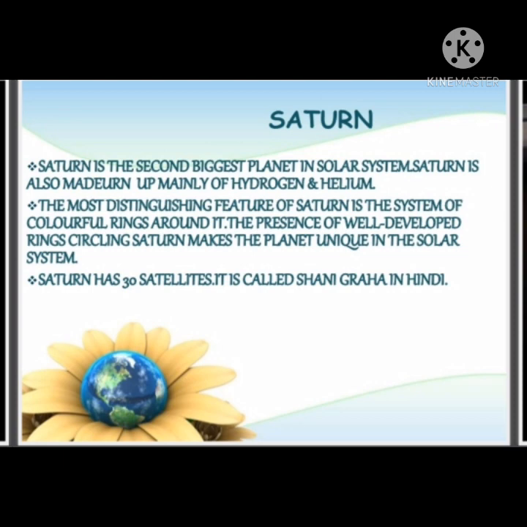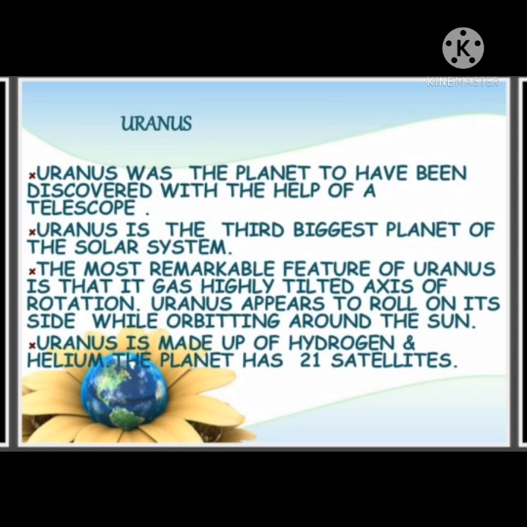Okay, next one, Uranus. Uranus was the first planet to be discovered with the help of a telescope. Uranus is the third biggest planet of the solar system. The most remarkable feature of Uranus is that it has a highly tilted axis of rotation. Uranus appears to roll on its side as it orbits around the Sun. Uranus is mainly made up of hydrogen and helium gas. The planet has 21 satellites.